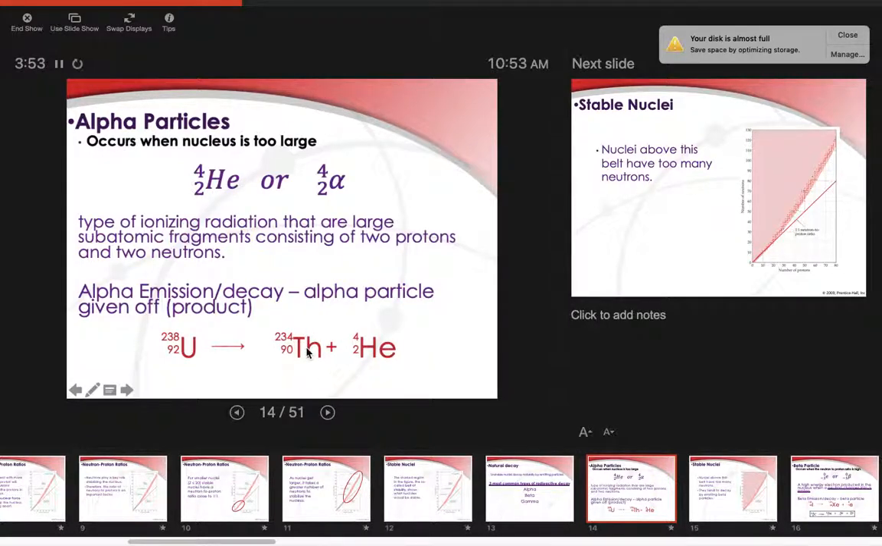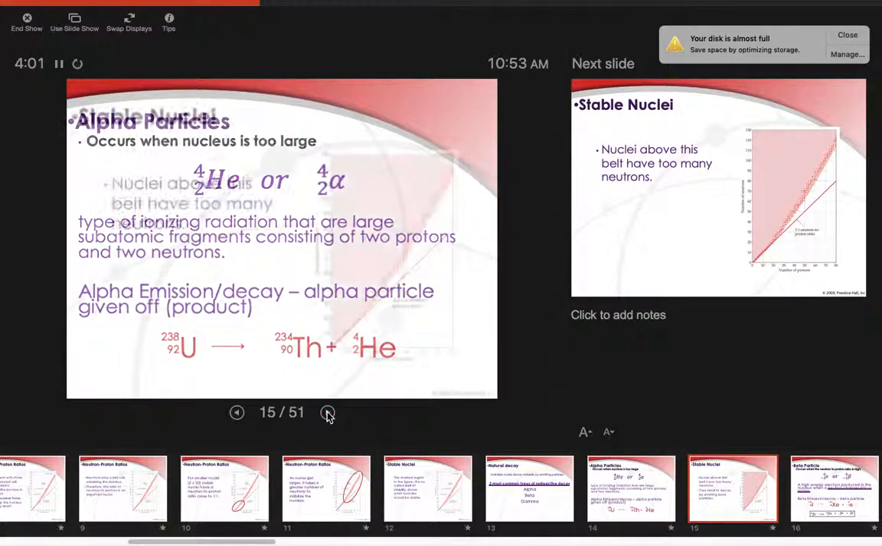What? Wait, I thought atoms couldn't change. So they can in nuclear reactions. They cannot in chemical reactions. Why don't we change stuff into gold then? It's not as easy as it sounds.